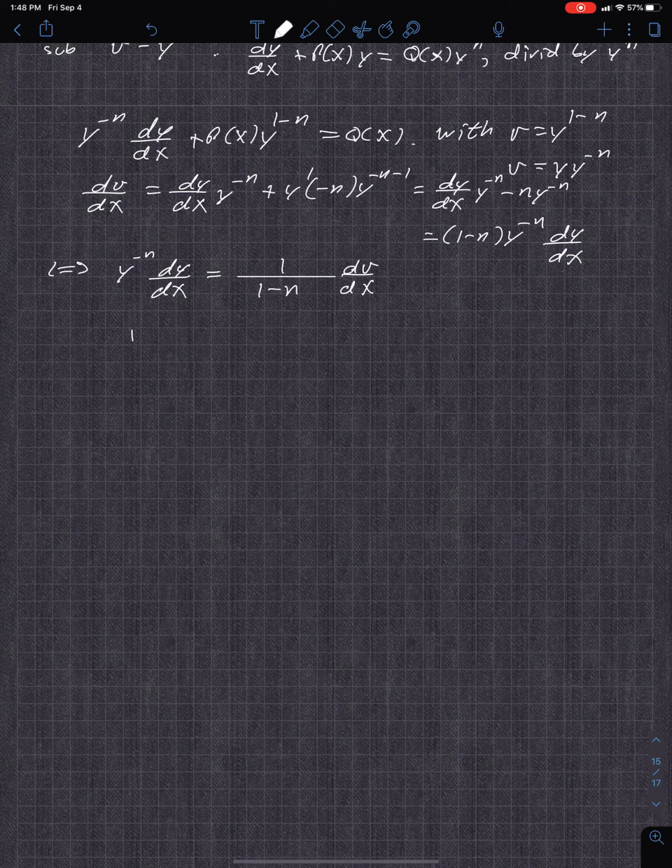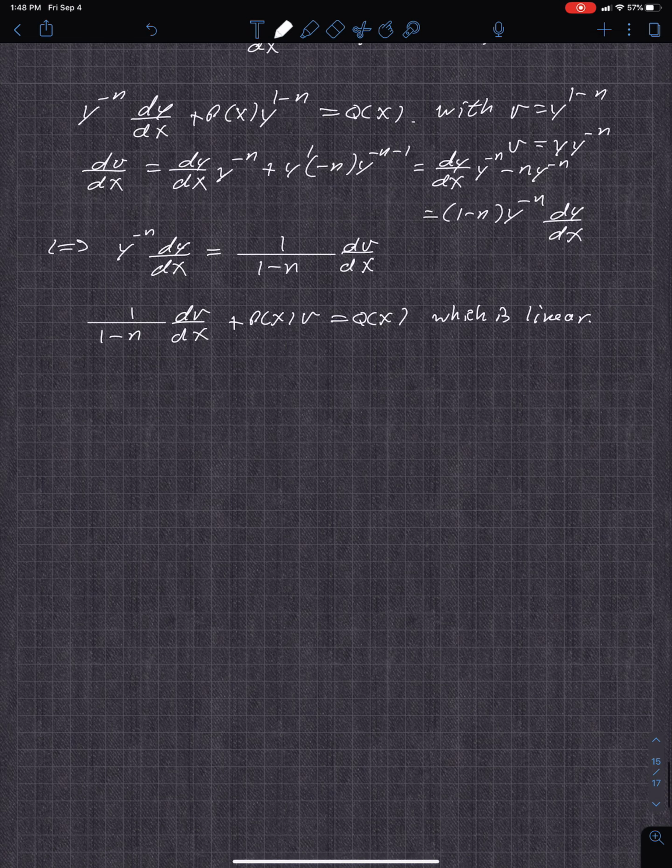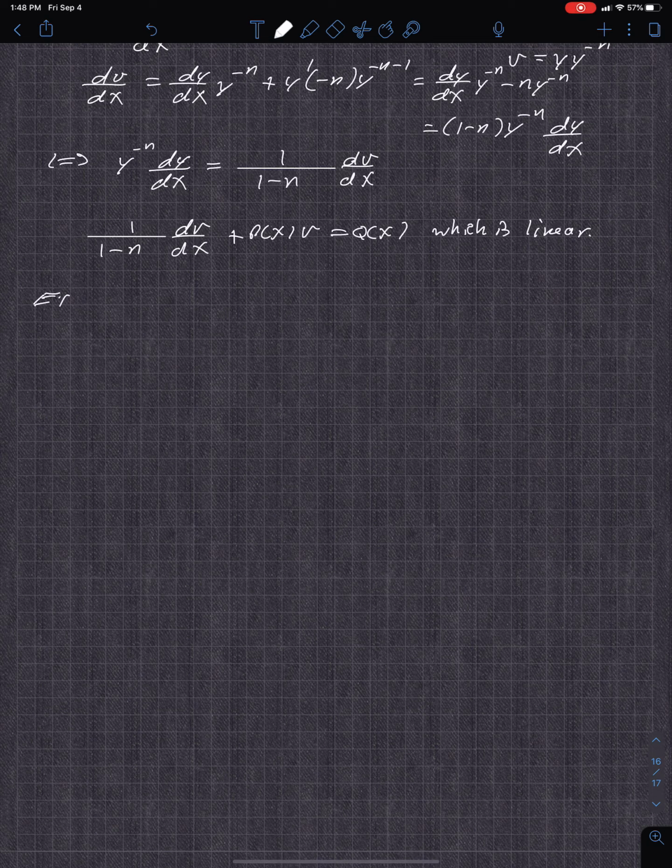And then substitute back, and you get 1 over 1 minus n dv/dx plus p of x v equal to q of x, which is linear. So then, from there, you would use the techniques of linear to solve. So we'll look at the next example. This is number 22, page 76. And we'll do it in the next video.